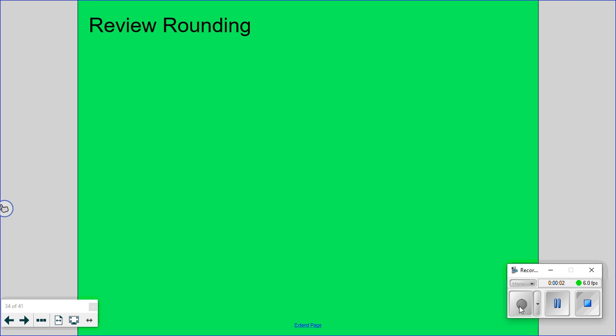Title. If you would please go ahead and put that at the top of your notebook. What do we remember about rounding? It's been a while since we've done it. What do we remember? Mason, what do you remember about rounding?